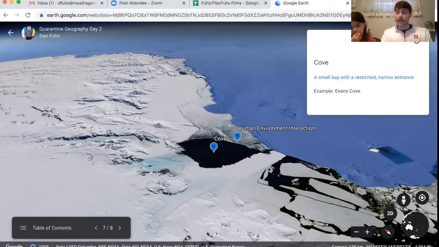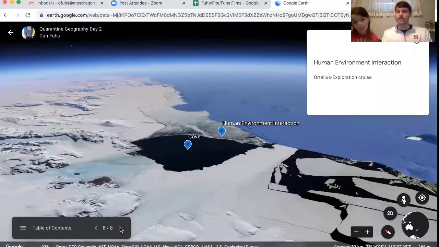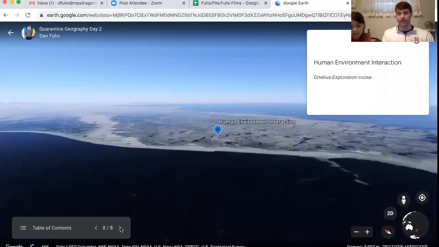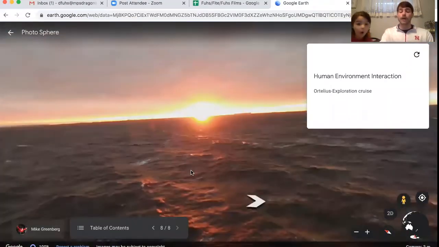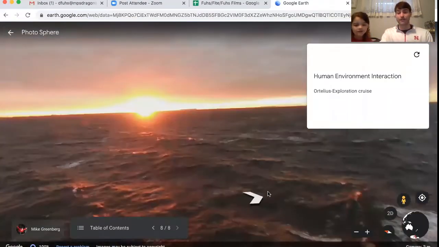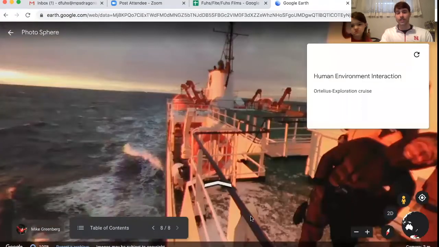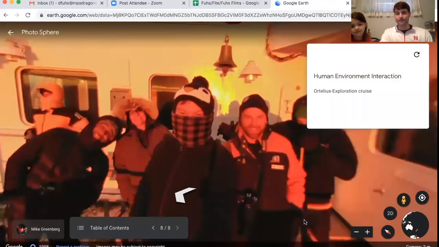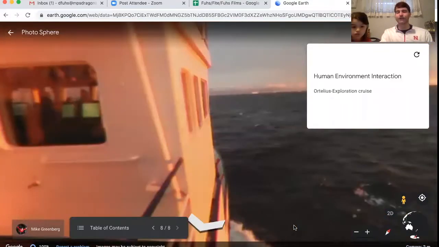But in the case of Evans Cove, we actually have an interesting human-environment interaction. Exploration, humans exploring their environments. There's not very many places in the world you can go anymore to explore, but Antarctica is one of them, and so you can go on what's called the Ortelius. It's an exploration cruise. And again, I told you we'd make some friends. Hey, friends. And you can go and explore places like Evans Cove in Antarctica.